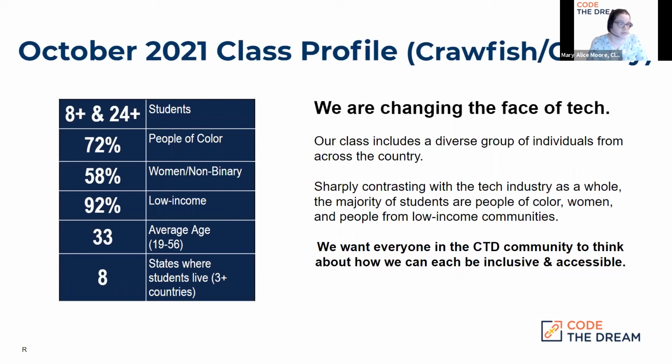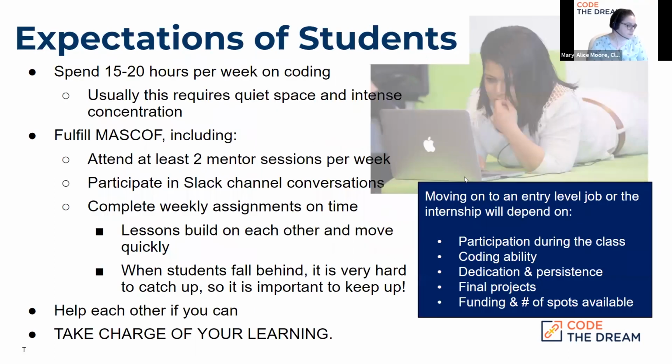72% are people of color, 58% are women or non-binary, 92% are low income. Average age is 33, with the youngest being 19 and the oldest being 56. And we've got students in 8 different states around the United States and 3+ countries. So we're very spread out. We come from a lot of different cultures, a lot of different backgrounds, a lot of different experience levels in coding. Some folks have already been exposed to it. Some are a little stronger, some are a little weaker. So we really hope that you'll use the community portion, the Slack channels, to unite and help each other out and level the playing field for everybody by helping each other out.